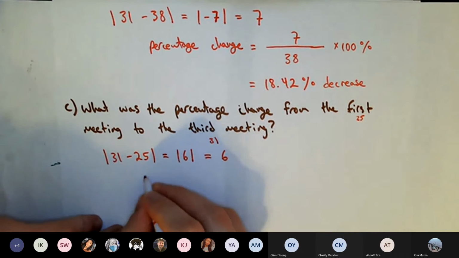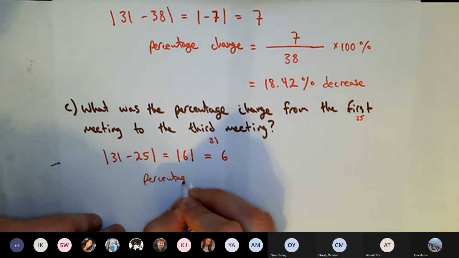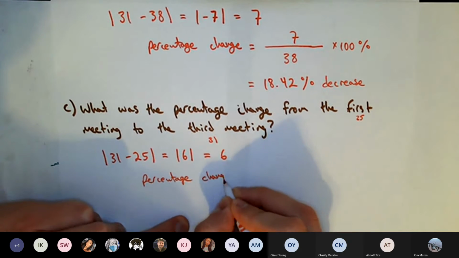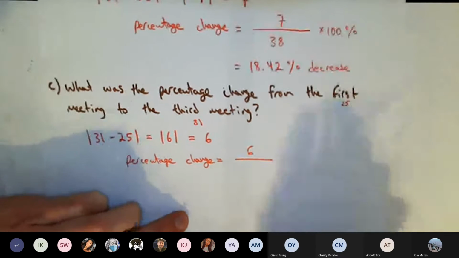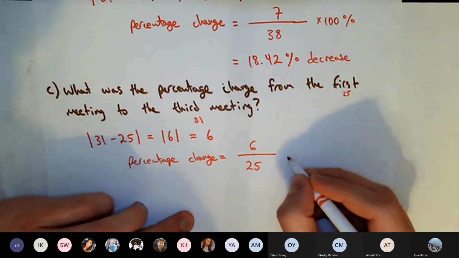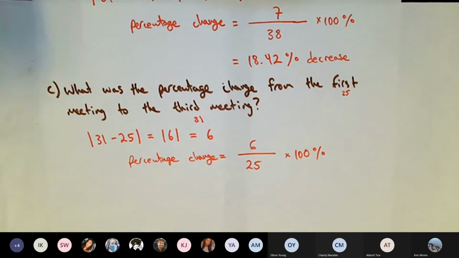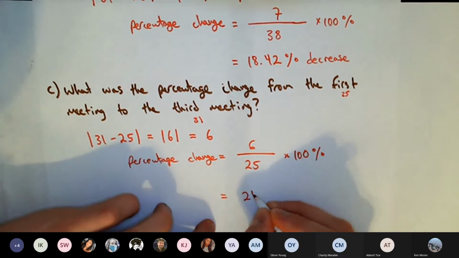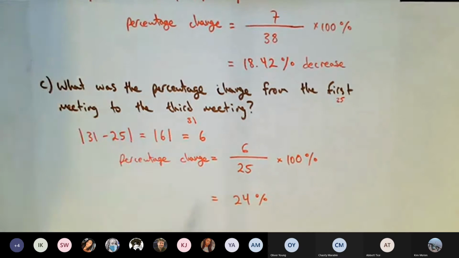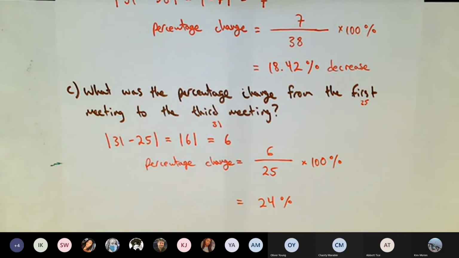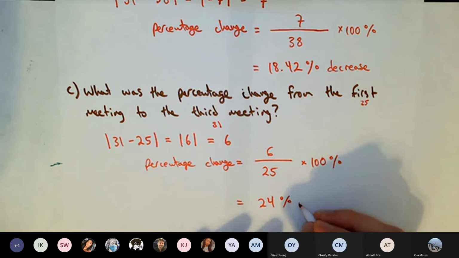All right, so we've got a 6 and our percentage change. That 6 is our absolute change. So now our percentage change is going to be a measure of absolute change divided by original amount, which is 25, and then times 100%. And that's going to give me 24%. Just doing 6 divided by 25 and then times 100. And increase, right.